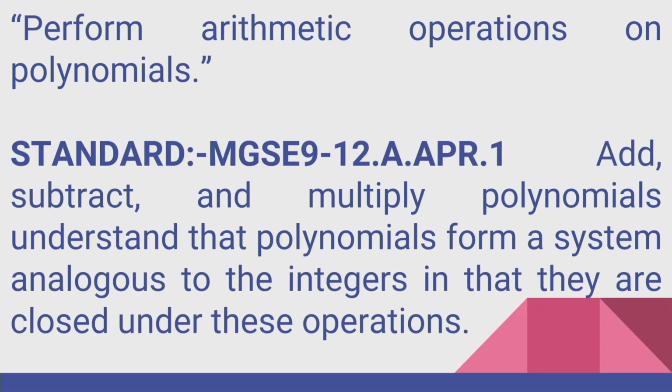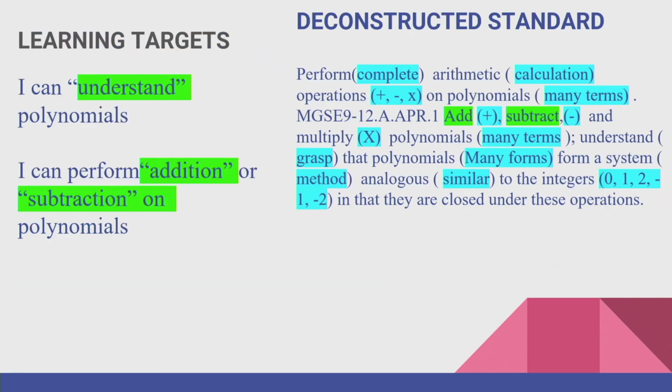So this is a standard from Algebra 1. That standard is APR 1. It says add, subtract, and multiply polynomials. Understand that polynomials form a system analogous to the integers in that they are closed under these operations. So we'll be working on performing basic operations. Today we will be discussing addition and subtraction. The learning targets for this presentation are: I can understand polynomials, and I can perform addition or subtraction of polynomials.